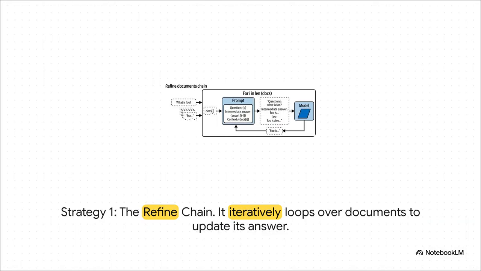So one way to do it is with what's called a refine chain. It's an iterative process. The AI makes an initial summary of the first chunk, then it looks at the second chunk and refines its summary. It just keeps doing this, building a more and more comprehensive summary with each new piece of text it sees.